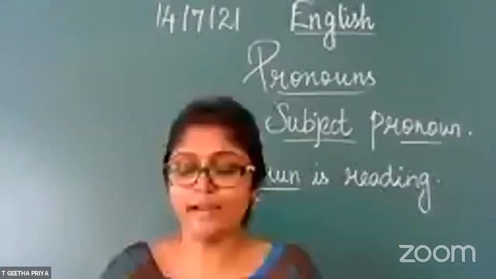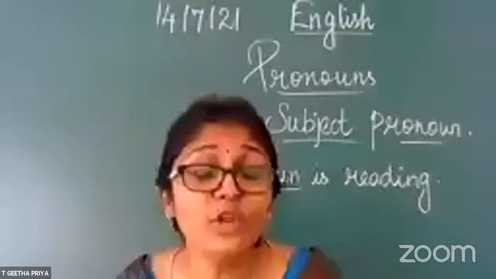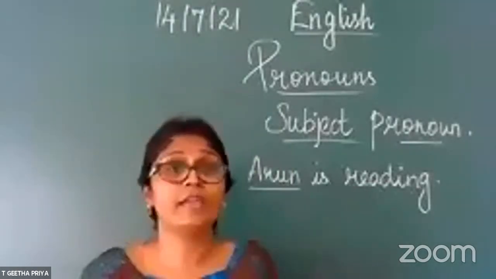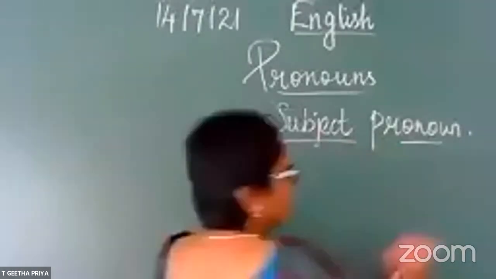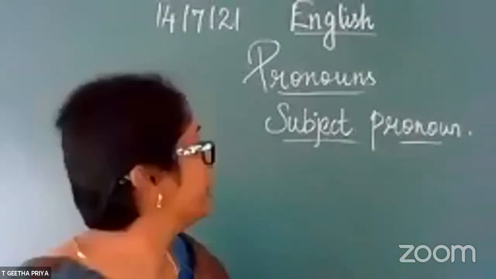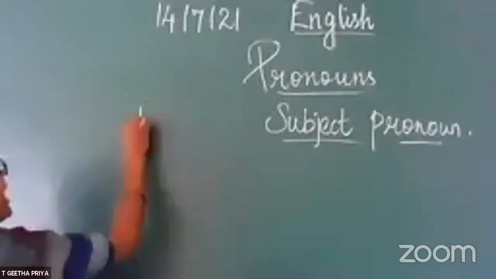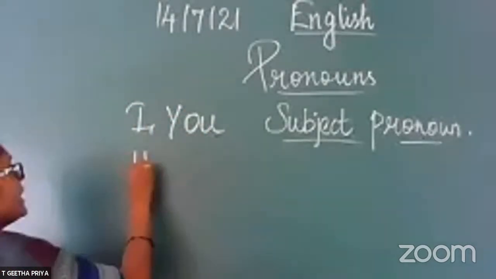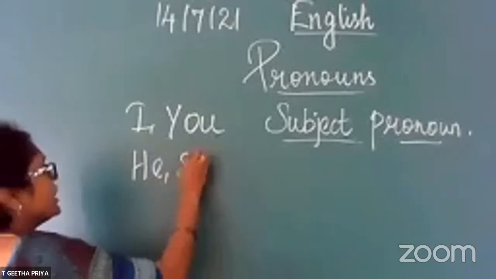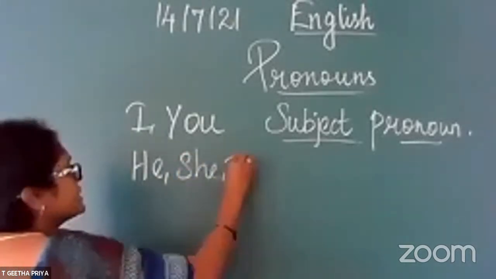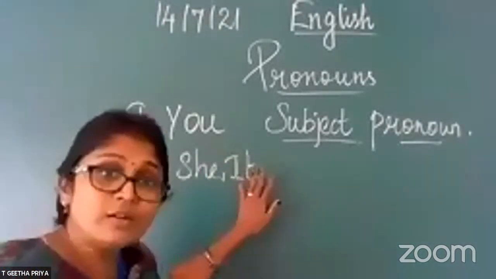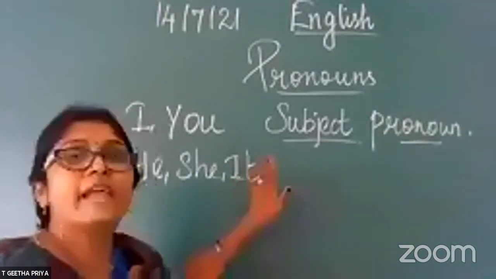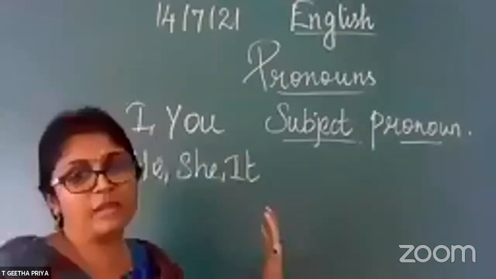We use them in the place of a singular naming word. So where do we use these pronouns? Okay, we'll find out. I, you, he, she, and it. These are the pronouns that are to be used in the place of singular naming words.